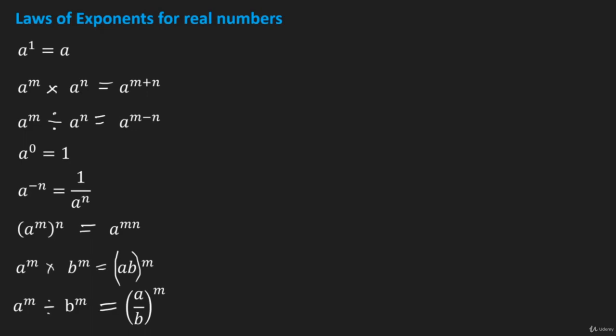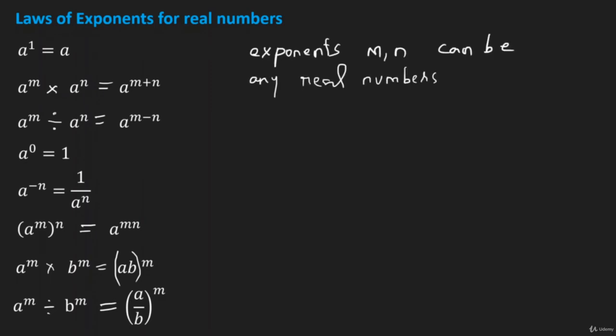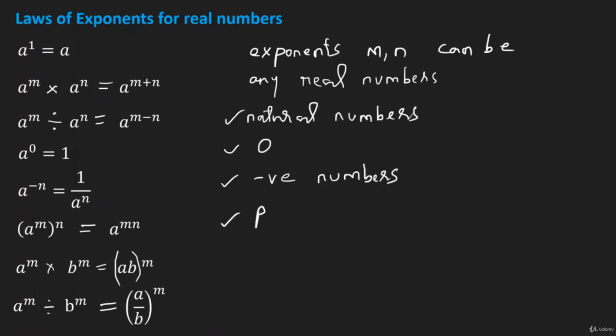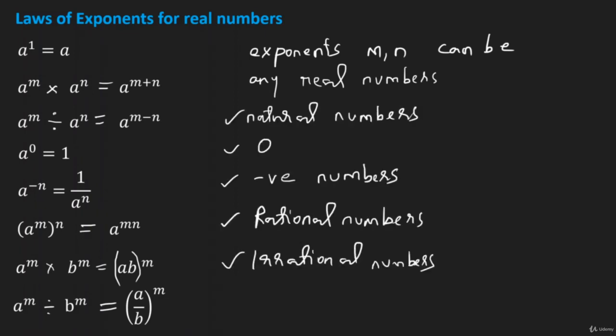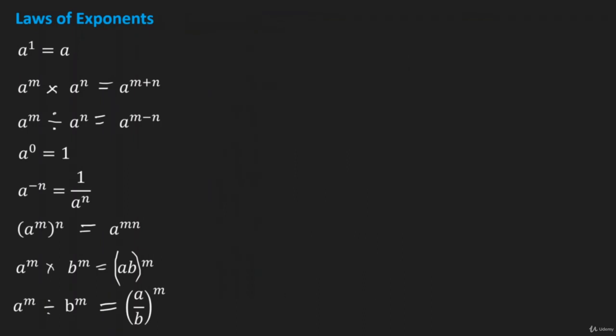We have discussed the laws of exponents, and in these laws, these exponents can be any real number. So they can be natural numbers, 0, or they can be negative numbers. They can be rational numbers or irrational numbers. Let's try to see how negative numbers fit in these laws.